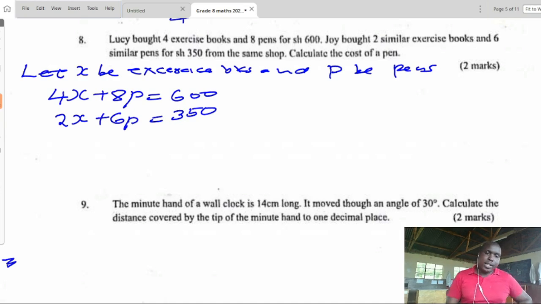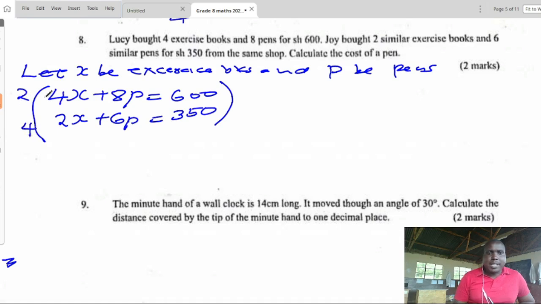Now, this is a simultaneous equation. You need to solve either by elimination or substitution. We can use the 2 methods, but let me teach you how to use elimination. We want to eliminate one, either X or P. Let us eliminate X. You put a bracket here and another bracket here. The value of X in the first equation is 4, in the second equation it is 2. So you interchange: this is 2 and this is 4. Then you multiply these values outside the bracket, with everything inside.